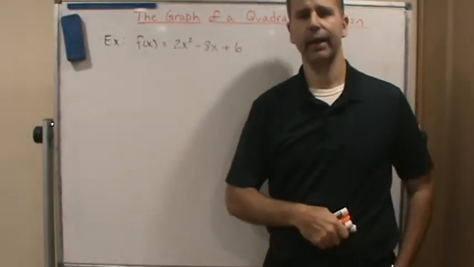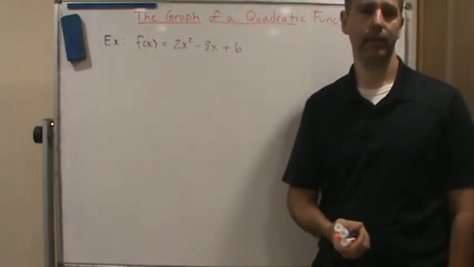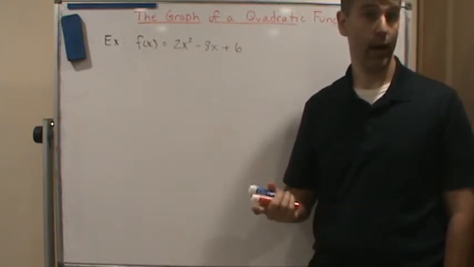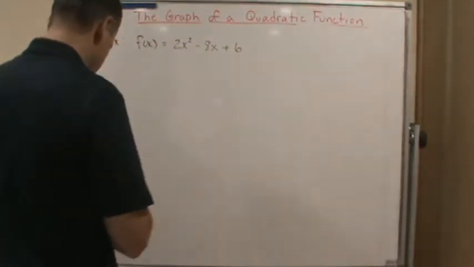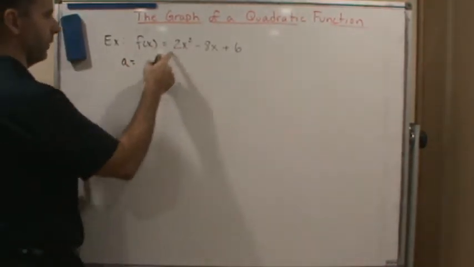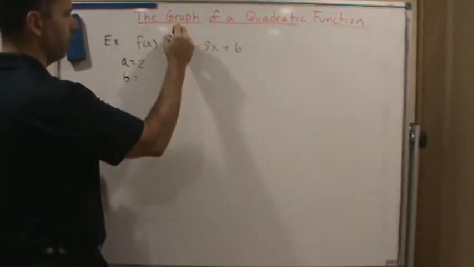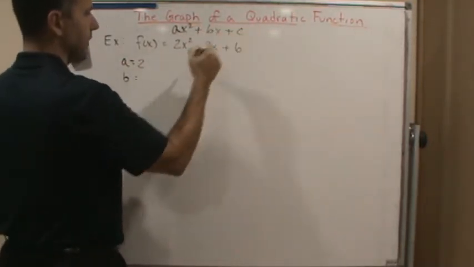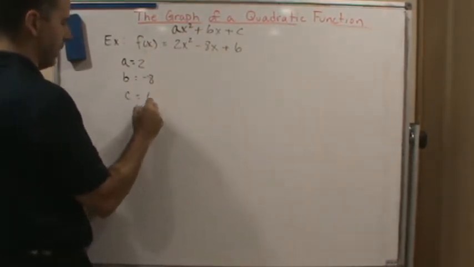Okay, so welcome back. Now we're going to do an example of using the formulas to find the vertex and the y-intercept for a quadratic function, and then sketch the graph using also something called symmetry. In this case, what is our A, B, and C? A equals 2. Remember, the general formula is ax squared plus bx plus c. So b is going to be negative 8, and c is positive 6.